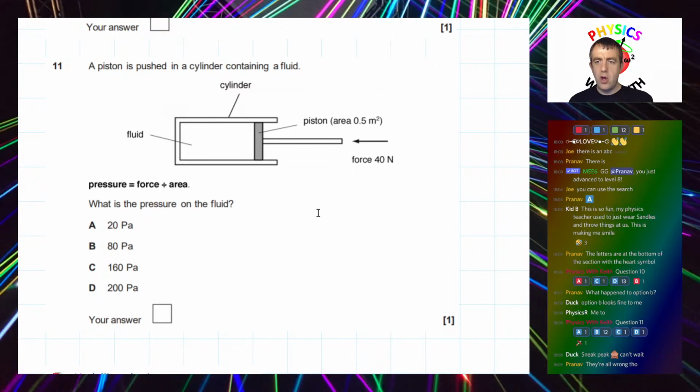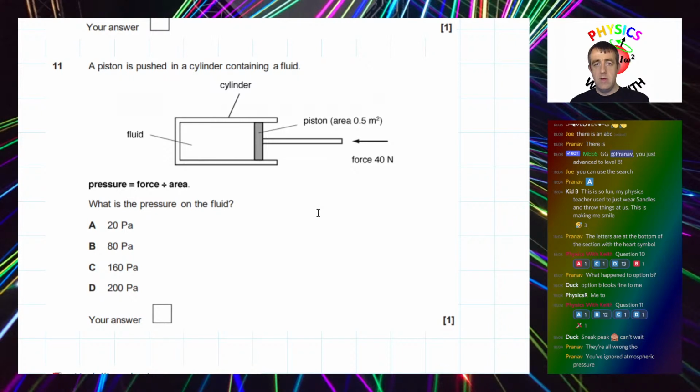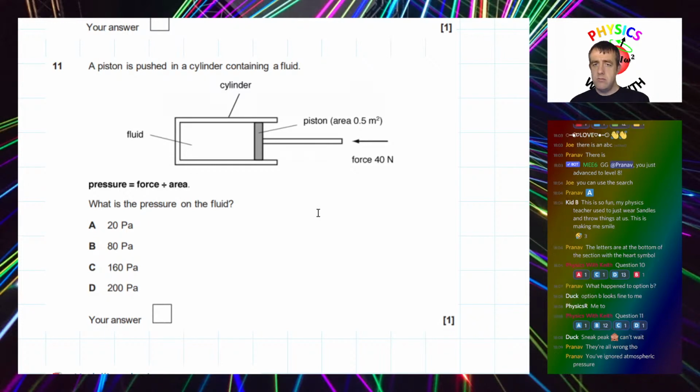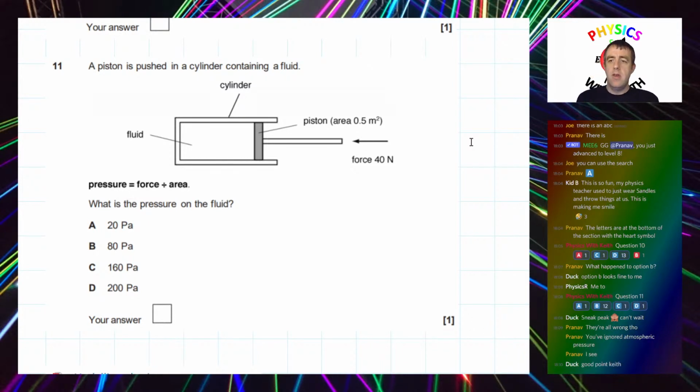It says they're all wrong, though. Can you explain to me why they're all wrong, Pranav? Right, but there's no indication that this is in air. Also, we don't know if this 40 newtons includes the component from the air. So you're making quite an assumption that 40 newtons could include the component from the air as well. Yeah. Thank you very much, Duck.